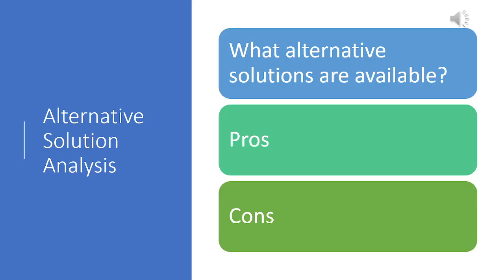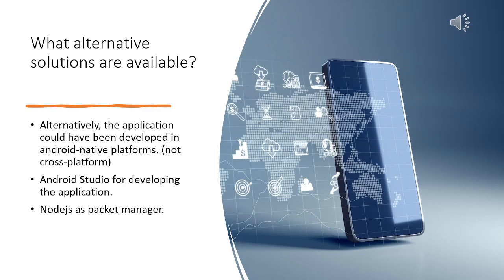My name's Cody Kinney, and I'll be doing the alternative solution analysis, covering what alternative solutions were available, the pros and the cons of the app. What alternative solutions are available? Alternatively, the application could have been developed on Android native platforms, not cross-platform. Native platforms mean platforms that focus solely on certain types of operating systems, which in our case is Android. For this, our options included developing the application in Android Studio and using Node.js as a package manager.